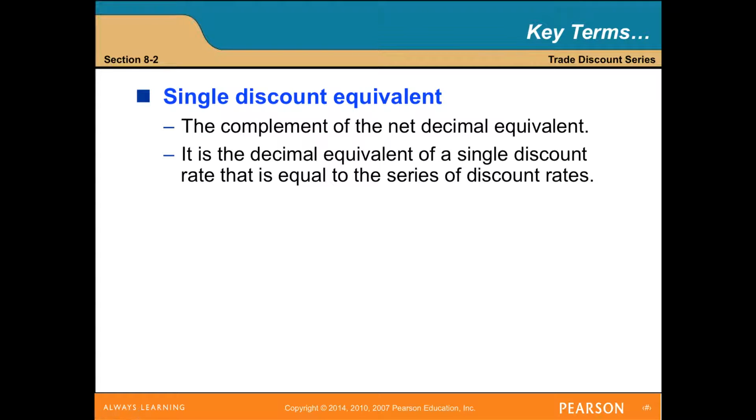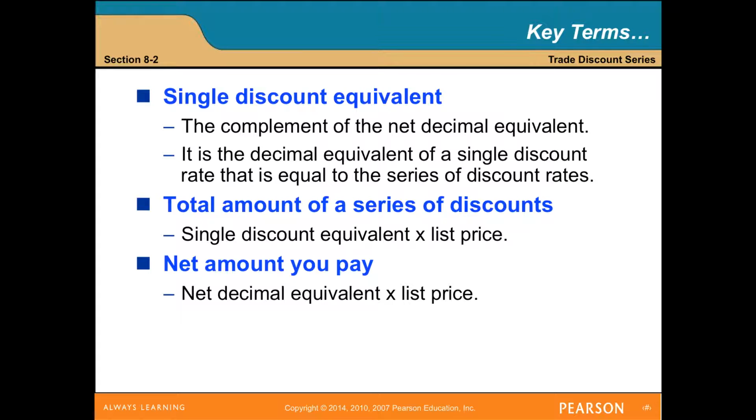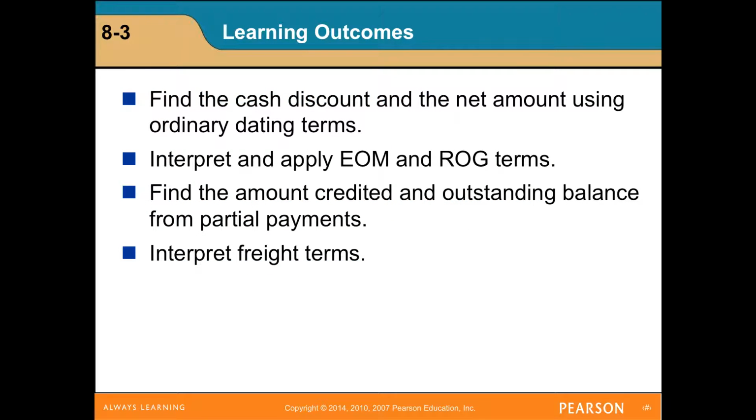Another key term: the single discount equivalent is the complement of the net decimal equivalent. It is the decimal equivalent of a single discount rate that is equal to the series of discount rates. The total amount of a series of discounts is the single discount equivalent times the list price. The net amount you pay is the net decimal equivalent times the list price.